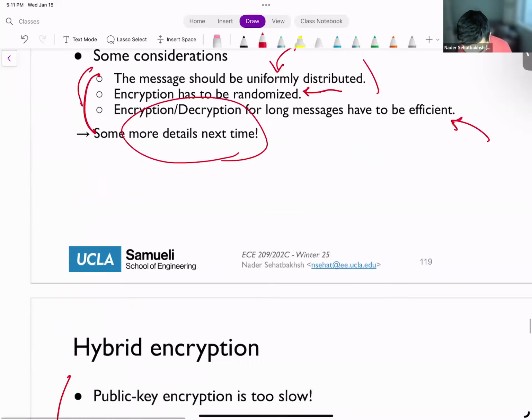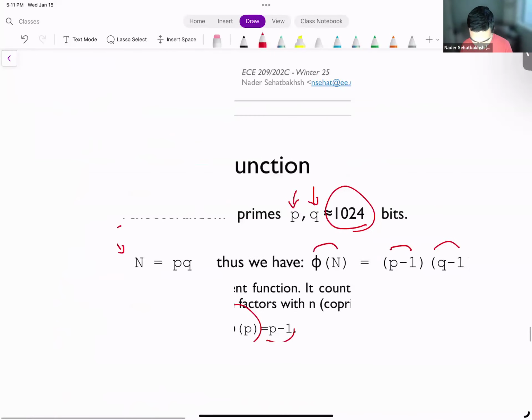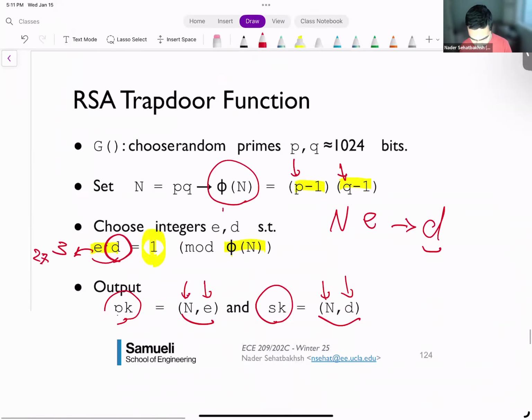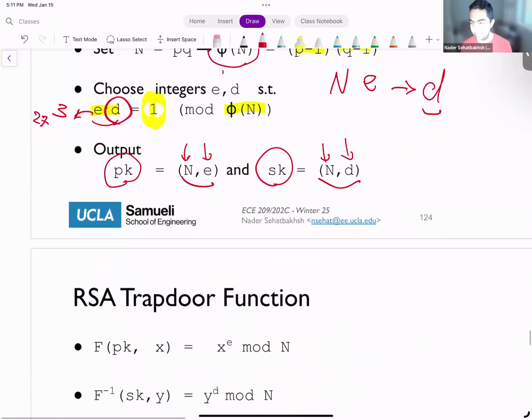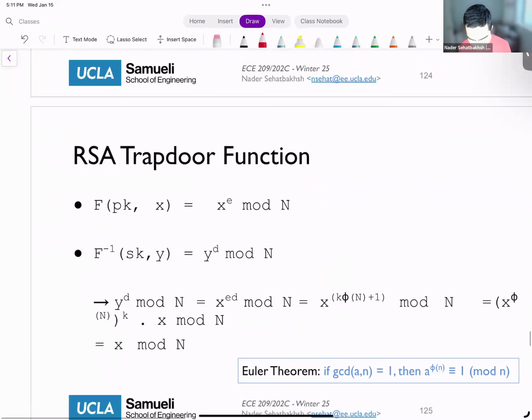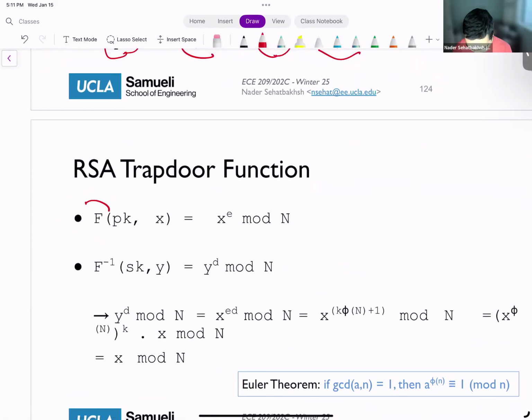Okay, so going back to RSA, essentially we're going to share this N and E, and we're going to keep this N and D. So what does the F function look like? Remember, this is a trapdoor forward function. The trapdoor forward function takes pk and x. In RSA, the trapdoor function is this: we're going to compute x to the power of e modulo n.